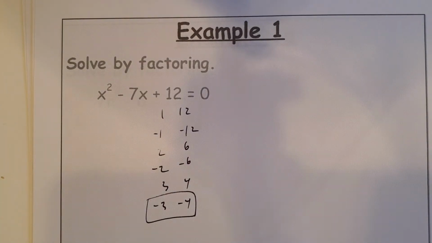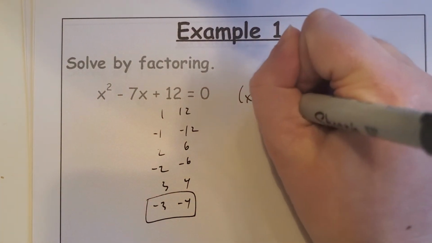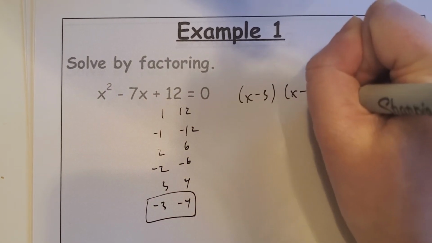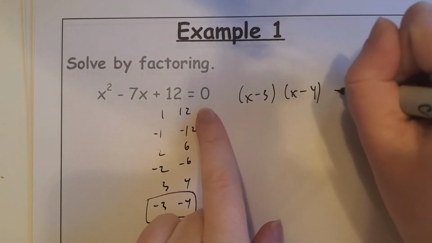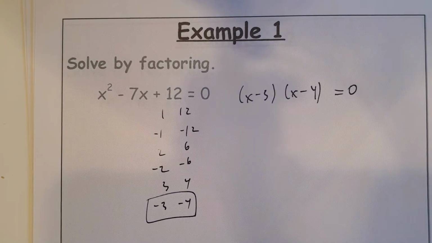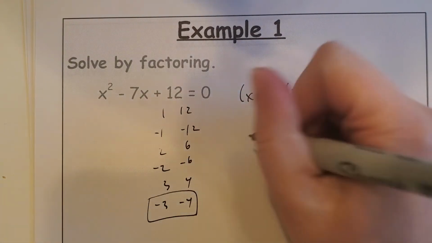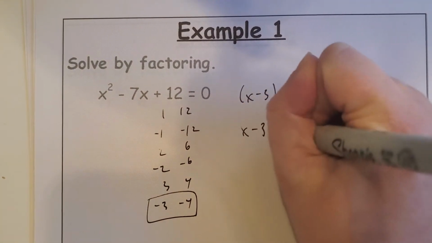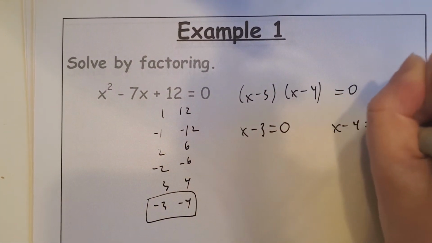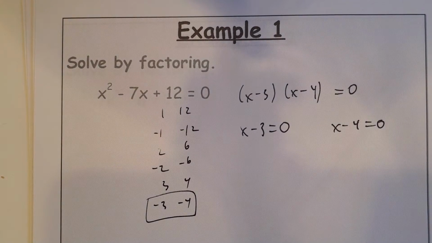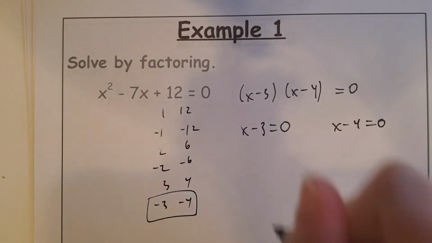So the way that trinomial factors is (x - 3)(x - 4). And now's when we have to remember to include that equals 0. The equals 0 is very important because now we're going to use this thing called the zero product property, which lets you split up these two binomials into two separate equations. So x - 3 = 0 and x - 4 = 0. And now we have two separate equations that we can solve like we've been doing since the beginning of the school year.